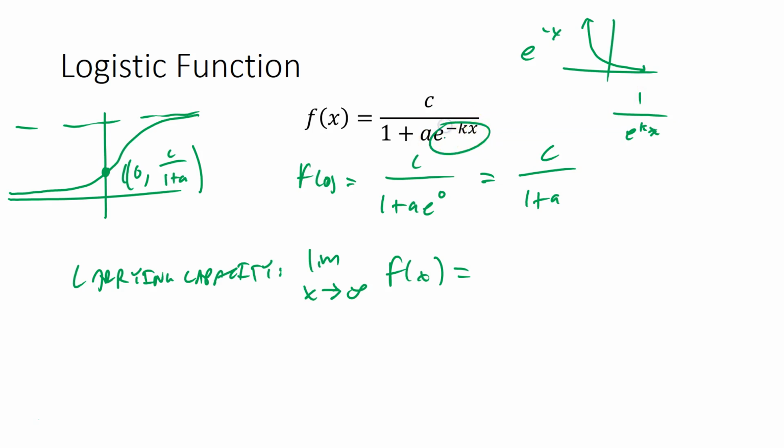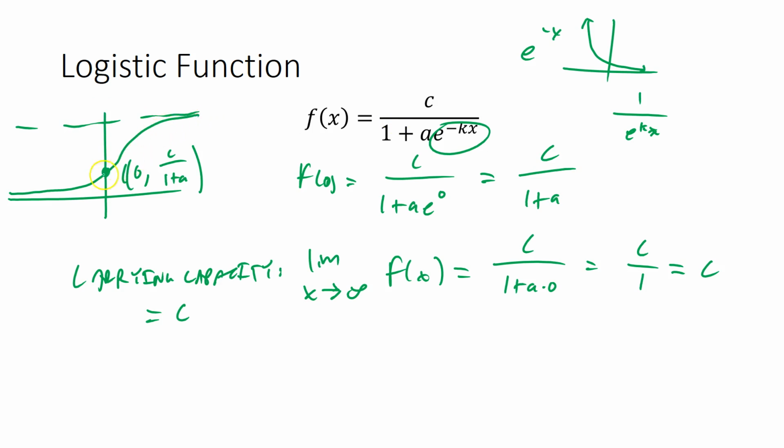So this guy right here is turning into 0. This guy is turning into 0. 0 times a is 0. So this is going to be c over 1 plus a times 0. That's just c over 1, which is just c. So that's very easy to remember. The carrying capacity is just the number on the top. So the carrying capacity is equal to c. So whatever number's on top, that's going to be your horizontal asymptote on the top.